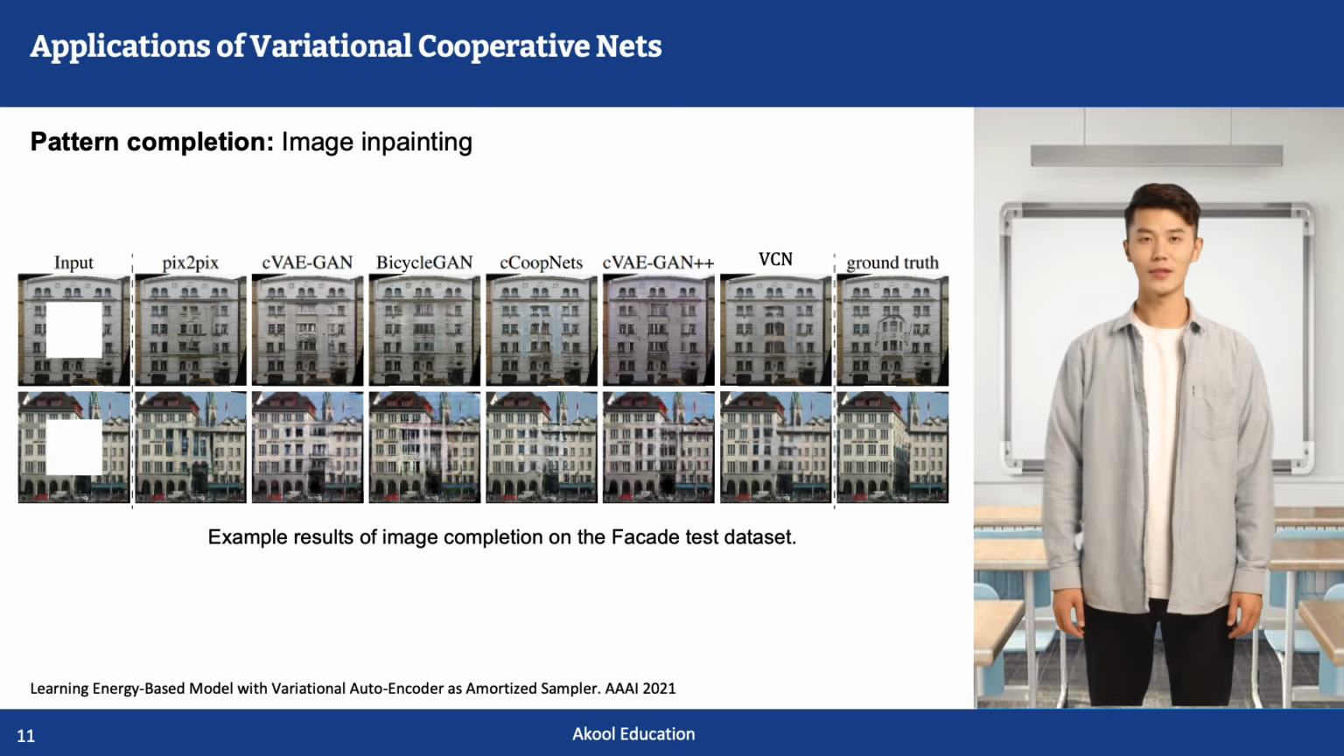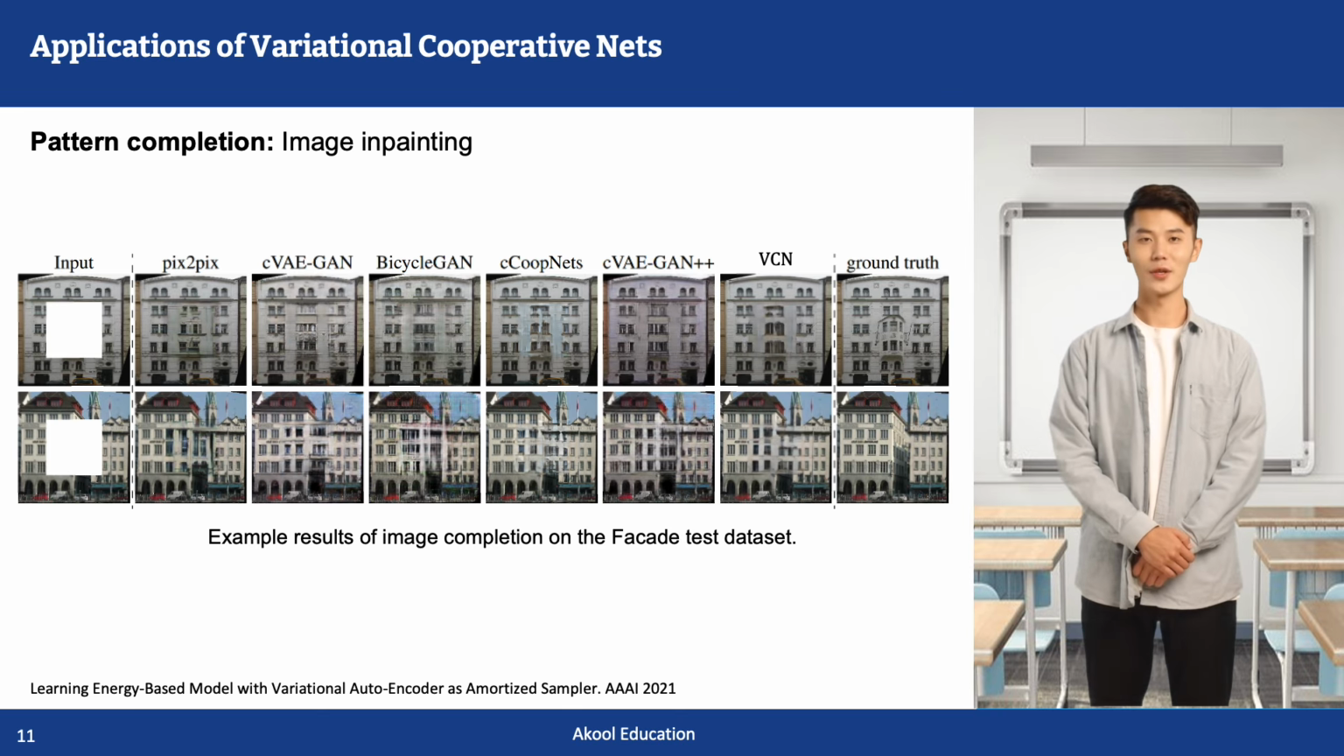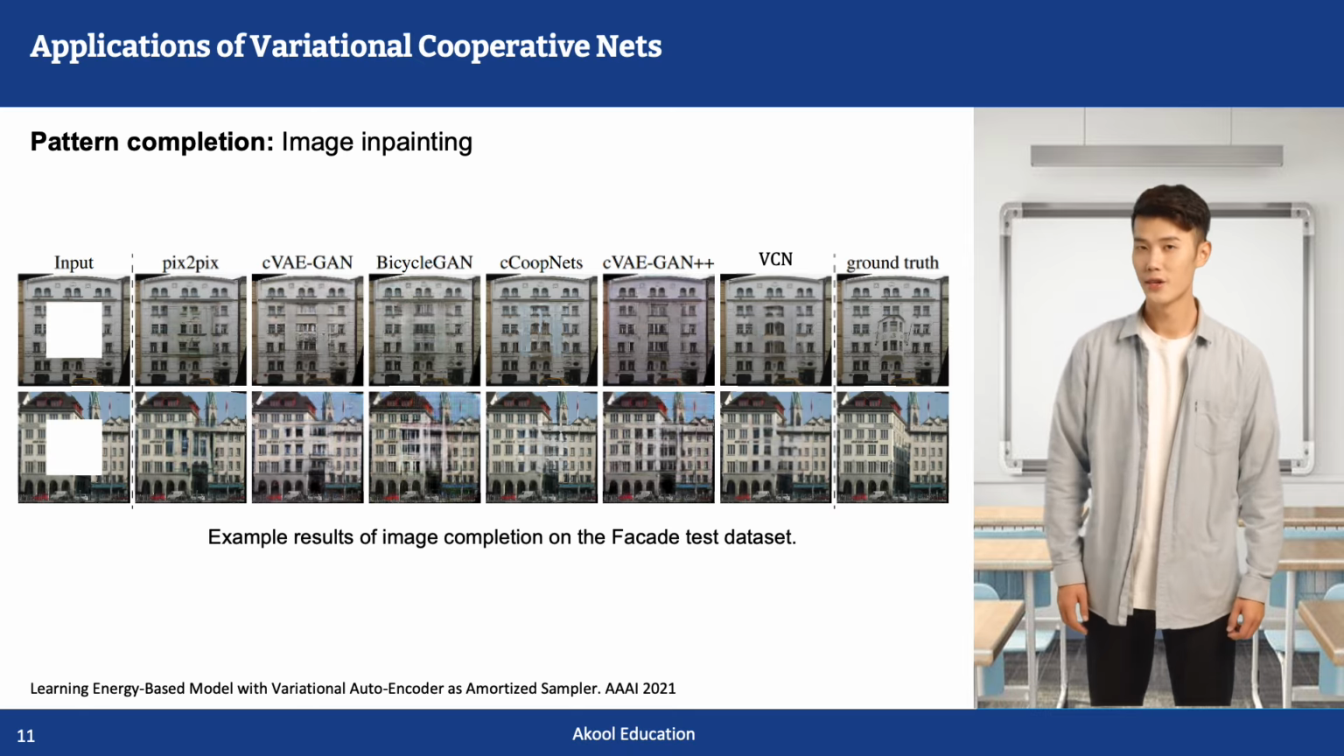Another exciting application is pattern completion or image inpainting. The model can be extended to supervised learning, where the goal is to model the conditional distribution of an output given an input. For example, the input could be a masked image, and the output would be the corresponding complete image. Then, this will become a model for image inpainting. In practice, we achieve this generalization by making both the energy-based model and the variational autoencoder model conditional on the input. These two examples illustrate a comparison between the VCN and several baseline approaches, including those using adversarial learning or variational autoencoder.